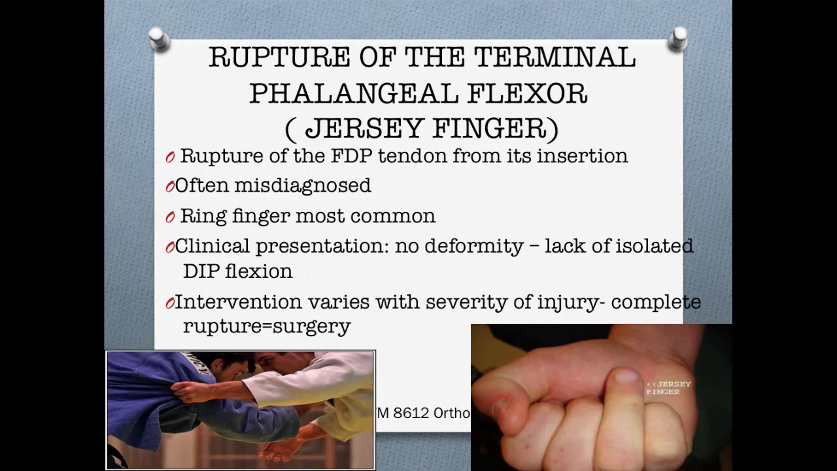The next tendon rupture that we frequently see in the clinic is the rupture of the terminal FDP tendon from its insertion. It is often misdiagnosed. The ring finger, or the fourth digit, is usually the most common digit to have this tendon rupture off. The patient is unable to flex the DIP of that particular finger because the FDP goes distally and inserts onto the distal phalanx. Now, in terms of interventions, it depends on the severity of the injury, if it's a partial tear or if it's already up to a complete tear. Now, if it's a complete tear, surgery will be required.